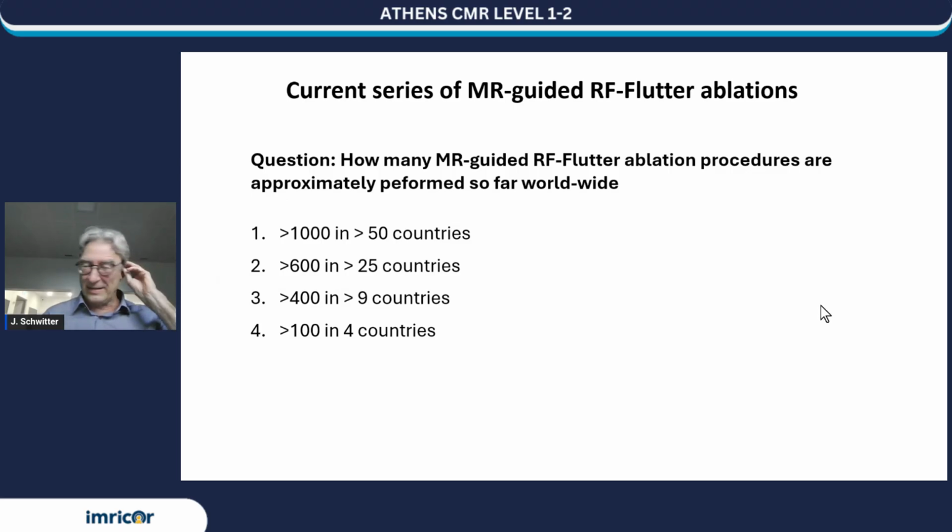and so we are at the question point now, and one of the questions is like a take-home message from this talk: how many MR-guided flutter ablation procedures are approximately performed so far worldwide? Are there more than 1,000 in 50 countries, 600 in 25, more than 400 in more than 9 countries, more than 100 in 4 countries? I think before the talk, I would have guessed something more like that. So I was astonished that there are many more interventions done. And I think everybody knew the correct answer is number 3. There are more than 400, and actually they are done in 10 countries now.